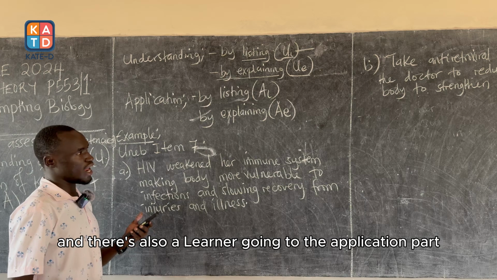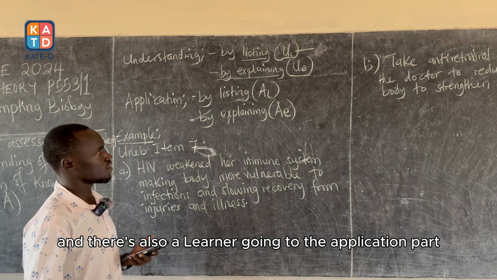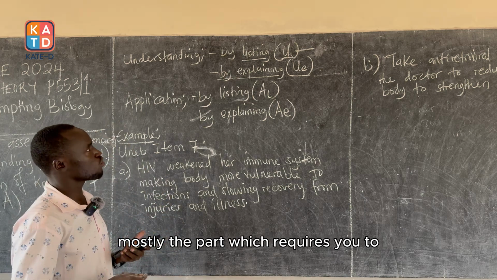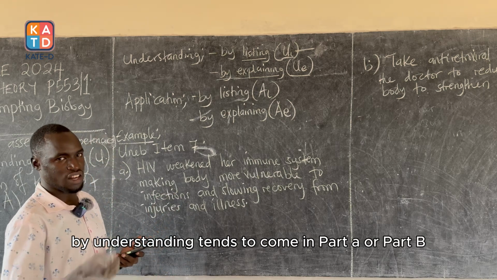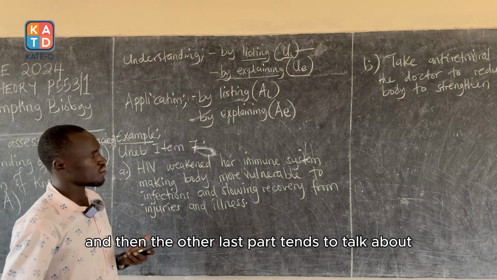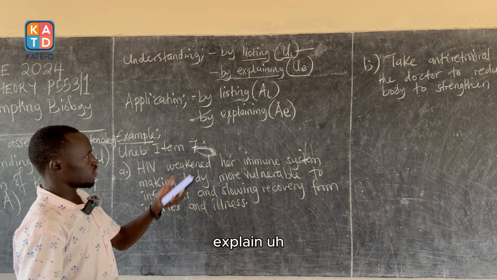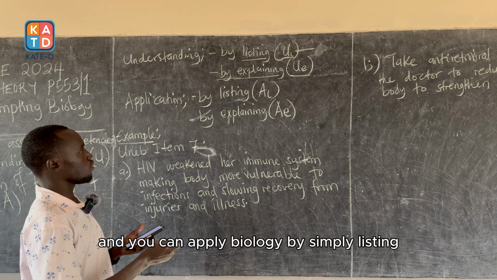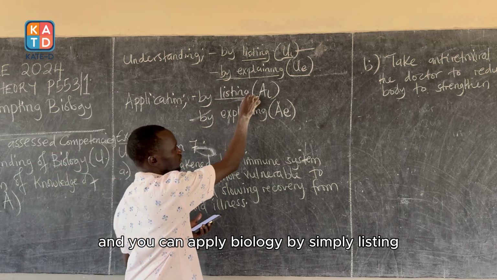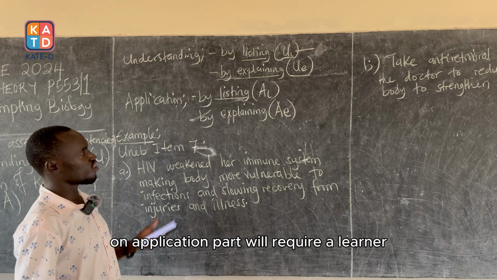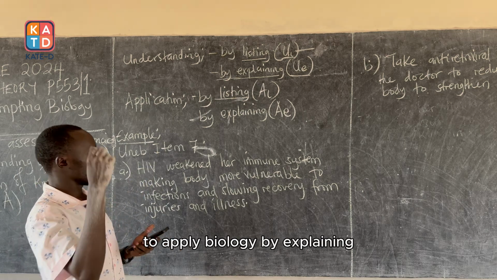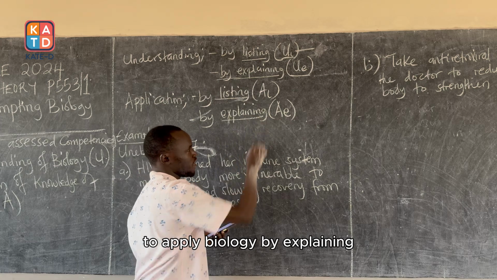And there's also the application part. Mostly the part which requires you to demonstrate biology by understanding tends to come in part A or part B. And then the last part tends to talk about application of biology. And you can apply biology by simply listing. There are questions which may require you to list. But most times on the application part, we require a learner to apply biology by explaining.